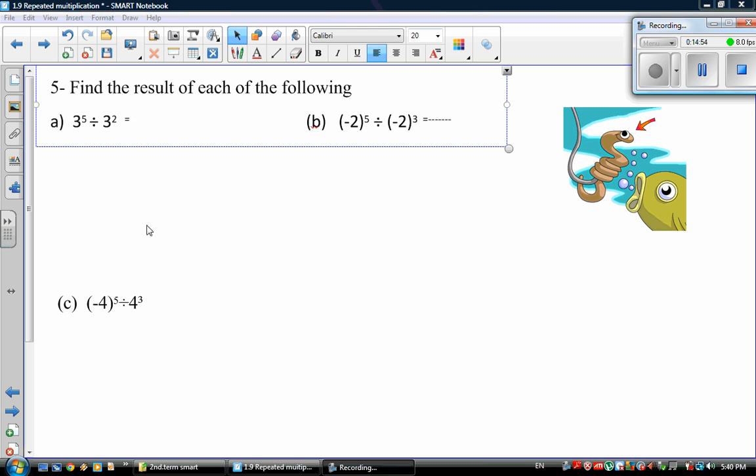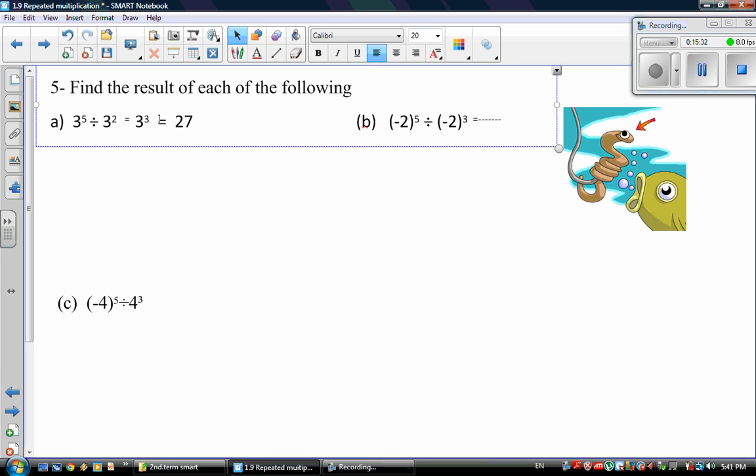Let's try some exercises. Find the result of each of the following. Number A, 3 to the power 5 divided by 3 to the power 2. Look at the base. The bases are equal, so we can keep the base as it is, and then we can subtract the powers in case of dividing. So 5 minus 2 will be 3. We can multiply 3 times 3 times 3. It will be 27.